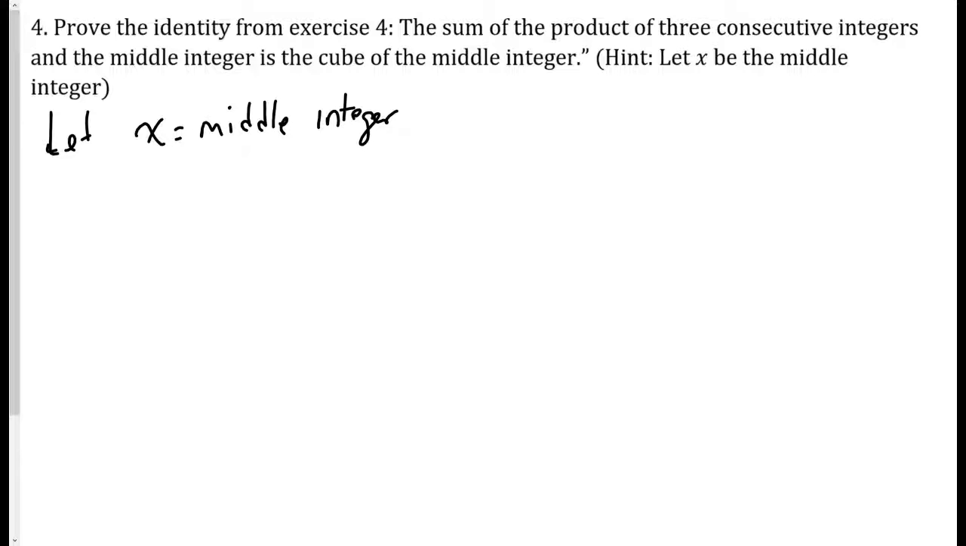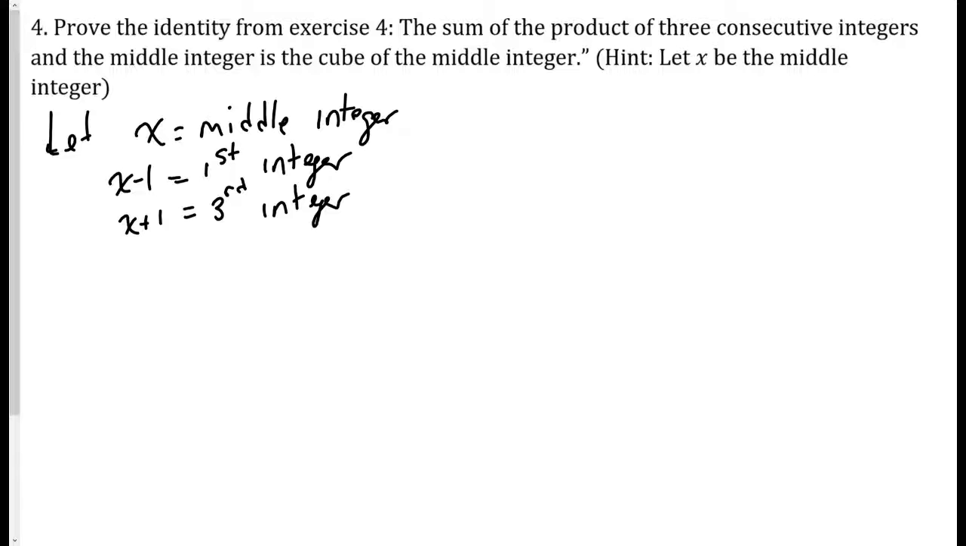So I need the integer before that and the integer after that. So what's one integer before x? That's going to be x minus 1. So the first integer. And 1 after x is going to be x plus 1. That's the third integer. If you did this by doing the standard consecutive integer setup, x, x plus 1, and x plus 2, you get the same answer. You just have to do a little bit more work.